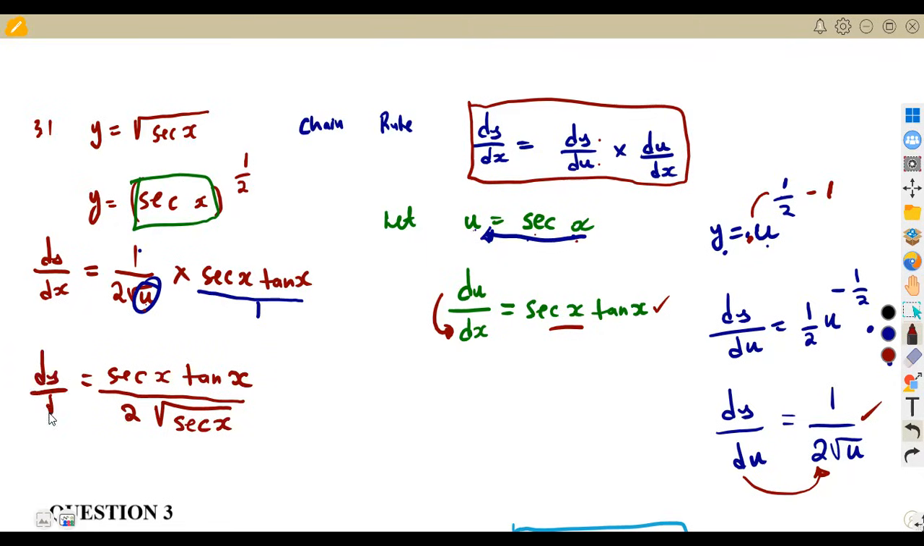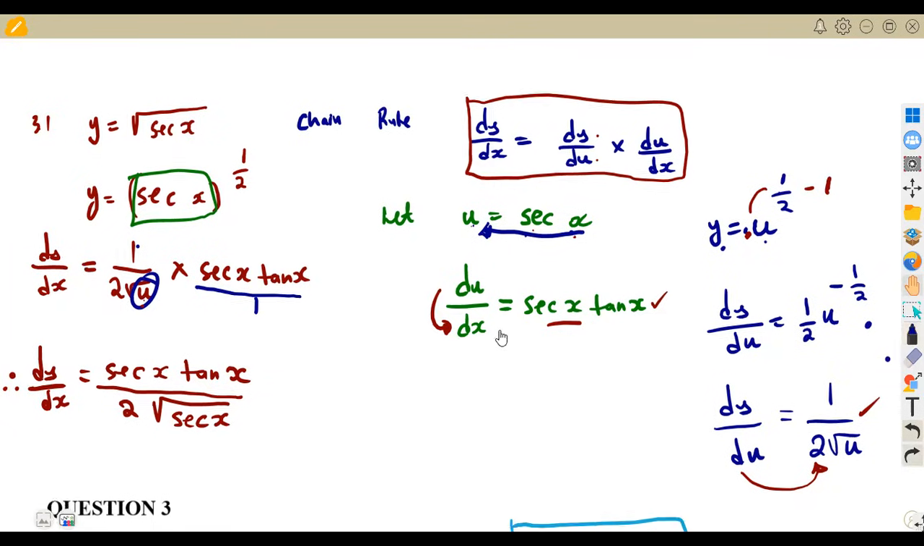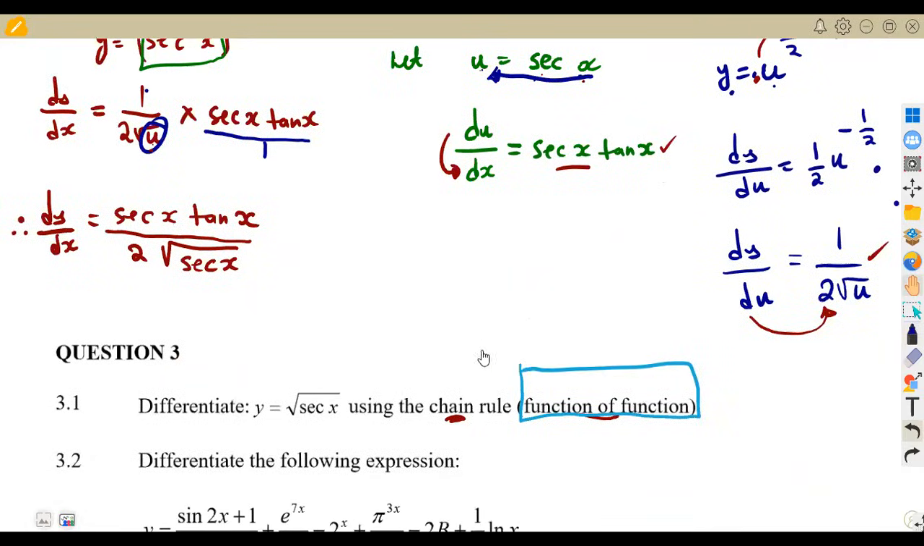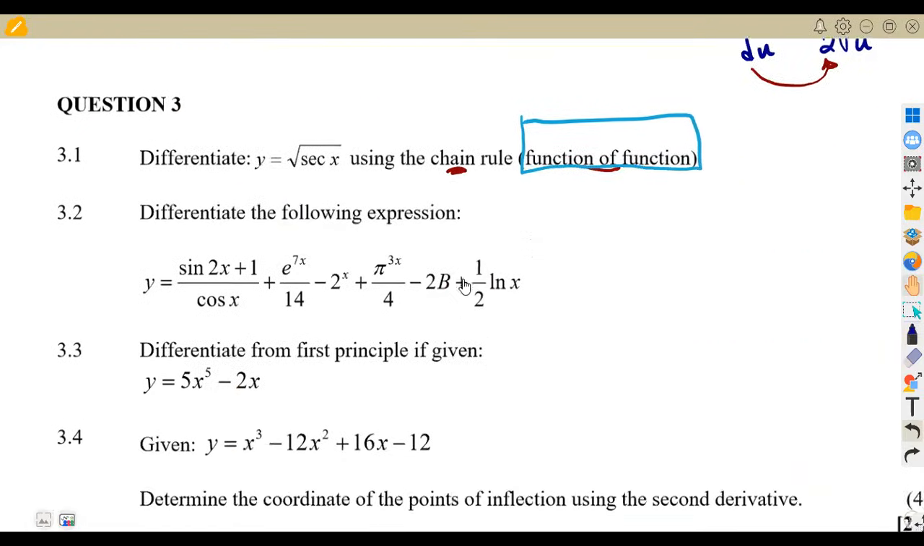So therefore, that would be the derivative of y with respect to x. Everything that we have here is in terms of x, not to say we've got x and we also have u, whilst our derivative is with respect to x. This is the most important part. All right, so that is how we are supposed to answer this question, applying the formula for the function of a function.